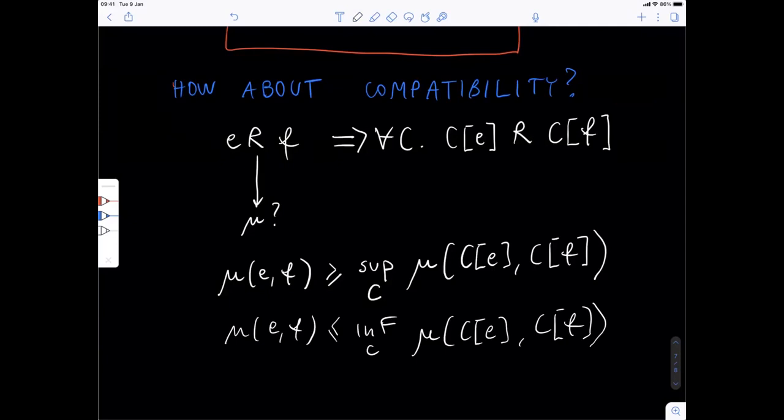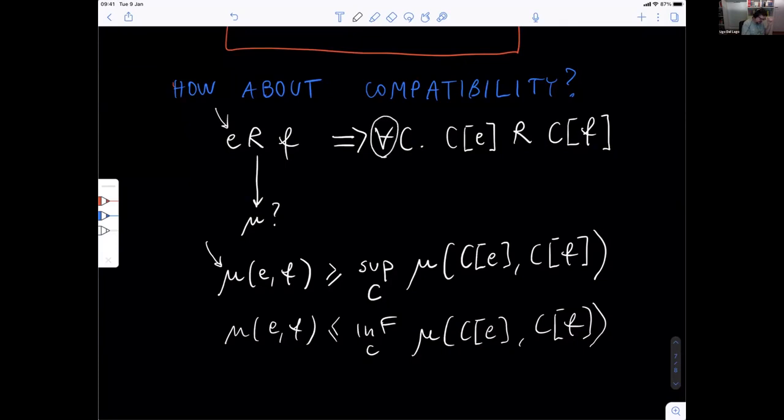Yes, if you do so, however, you are very optimistic about the context in which E and F will be placed. While by taking this thing up here, we are pessimistic. Very much in the style of usual compatibility. In usual compatibility, we want two things to be equivalent only when they behave the same in all possible contexts. It doesn't matter if E and F behave the same in one specific context, because you don't know in which context the two will be operating.